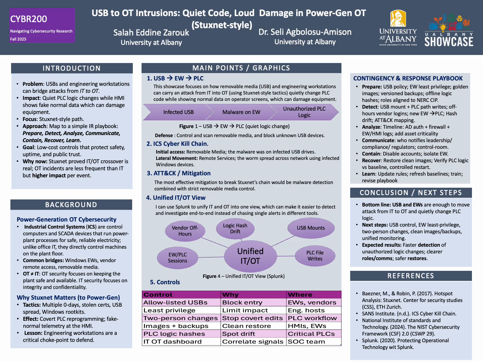Analyze: build a timeline using Active Directory logs, firewall logs, and engineering workstation and HMI logs. Communicate: know in advance who talks to leadership, compliance, and the control room. Contain: disable risky accounts and isolate the engineering workstation if needed.